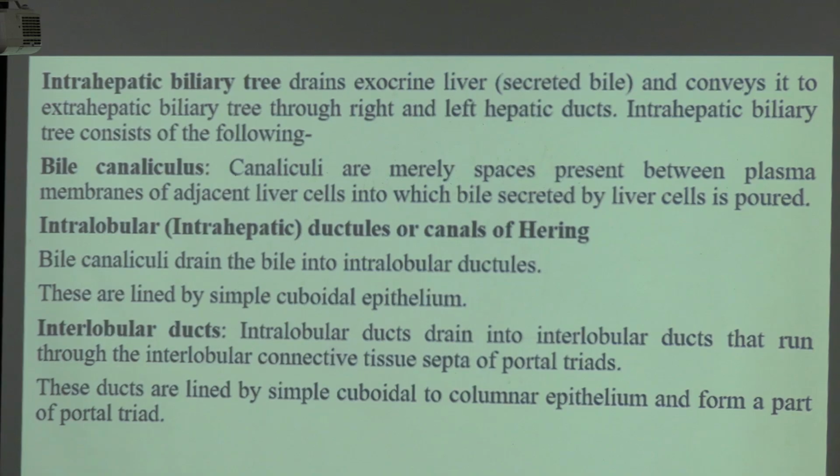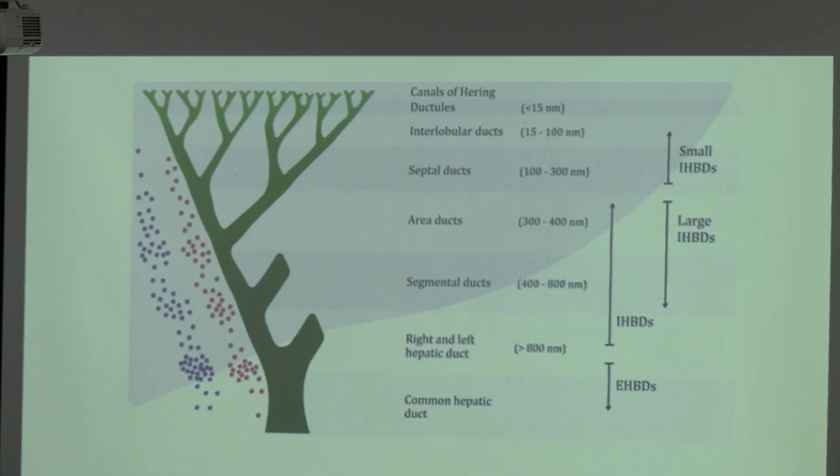Okay, now let me show you the diagram. In this diagram you can see the intrahepatic biliary tree. First is the bile canaliculus. From the liver cells, that means from the hepatocytes, bile goes directly into the bile canaliculus. After the bile canaliculus you can see the canal of Herring. Then you can see the interlobular ductules, then septal ductules, area ducts, then segmental ducts. From the segmental ducts we get the right and left hepatic ducts. As we go downwards, you can see the diameter increases. That means the shape of the duct changes and the diameter increases.